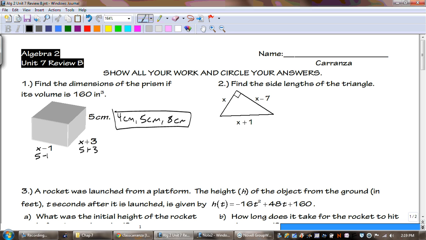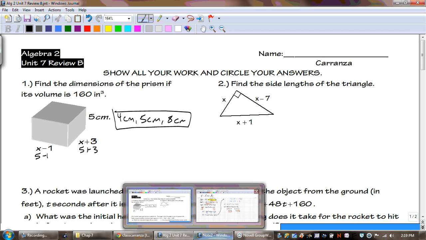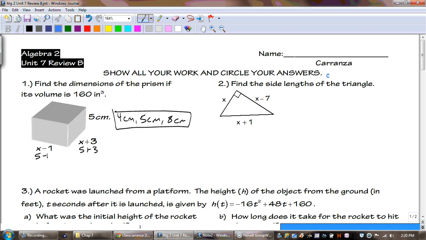All right, number 2. Find the side lengths of the triangle. So this is talking about the Pythagorean theorem, a squared plus b squared equals c squared. So a and b don't really matter. The one that really matters is c, and c is always across from the right angle, the hypotenuse.